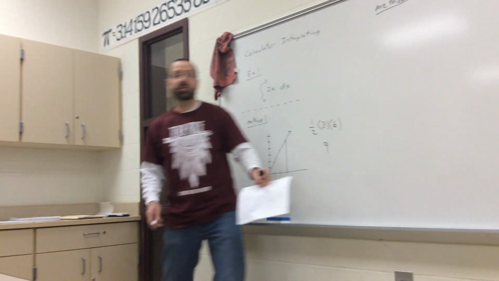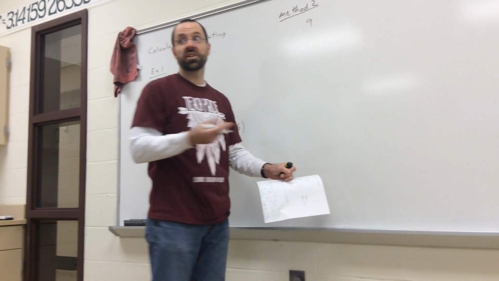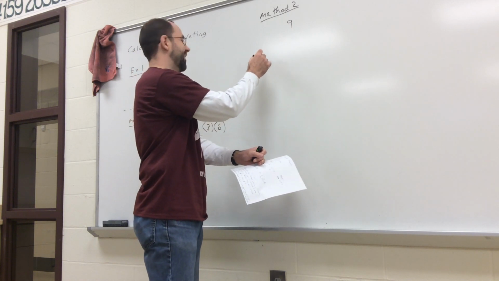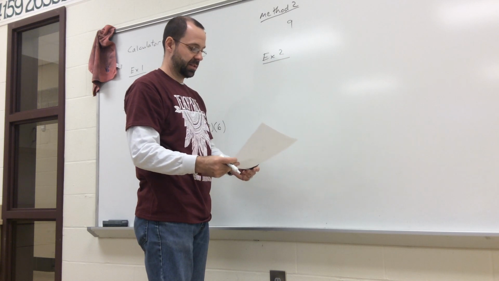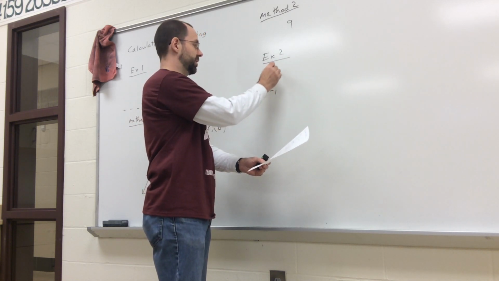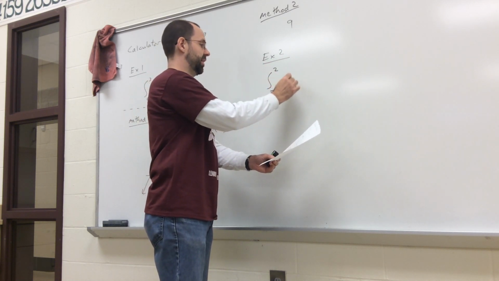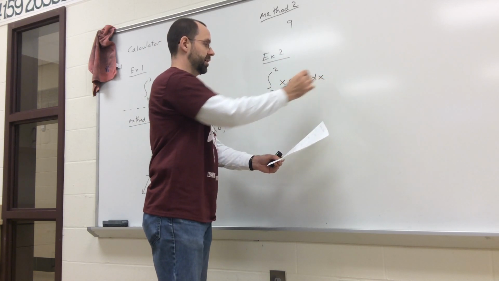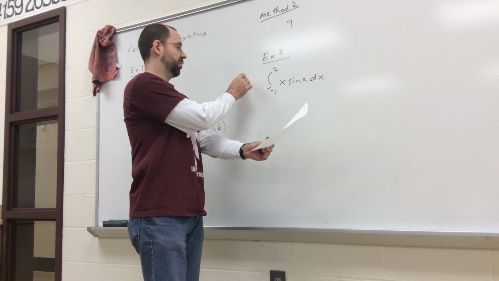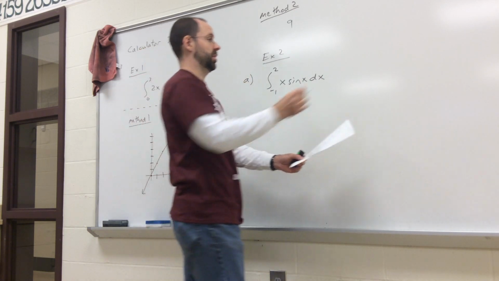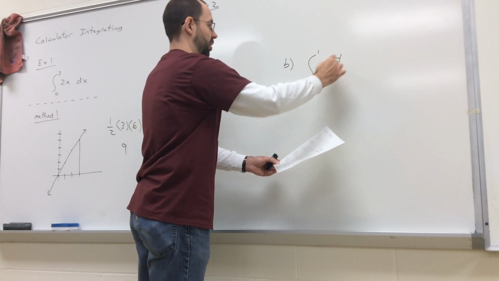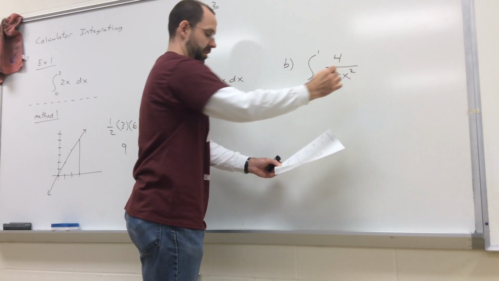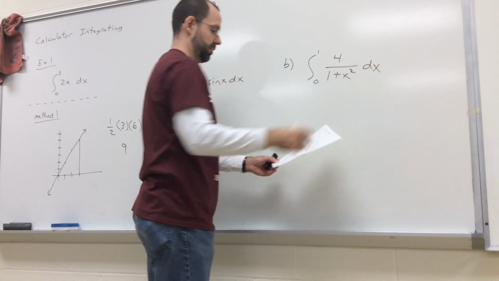Okay, so this method was pretty tough. Now let's just practice a couple. Let's practice the integral from -1 to 2 of x sine of x dx. That's for part A. And then for part B, let's practice the integral from 0 to 1 of 4 over 1 plus x squared dx.